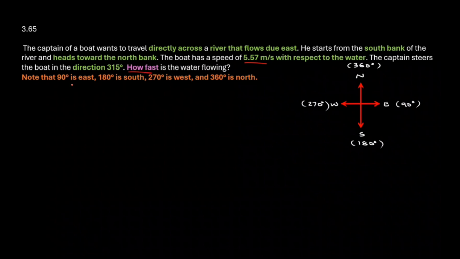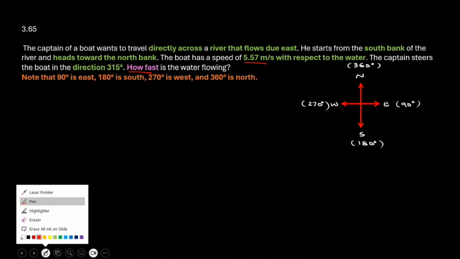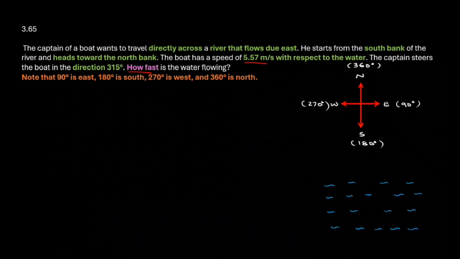And then we have that 90 degrees is east, 180 degrees is south, 270 degrees is west, and 360 degrees is north. So let us first sketch the problem. We have a river, and the captain of the boat wants to travel directly across the river in this manner. The river is flowing due east, so its velocity vector will be towards east. We call this VR. And the captain steers his boat in the direction 315 degrees, which is between north and west, as west is 270 and north is 360, so 315 would be somewhere around here. So the boat is steered in this manner.